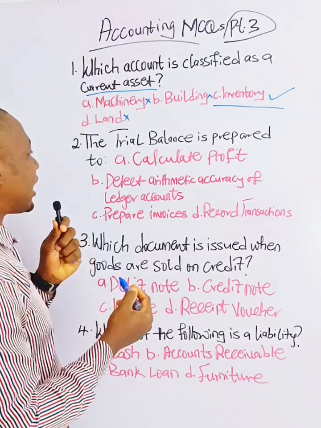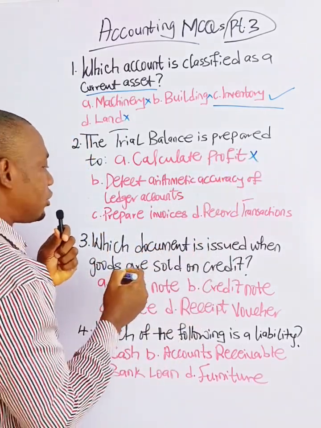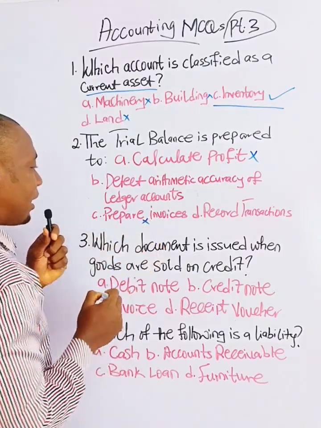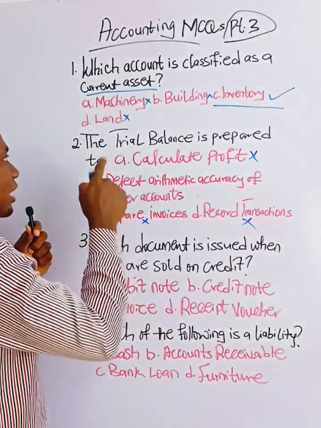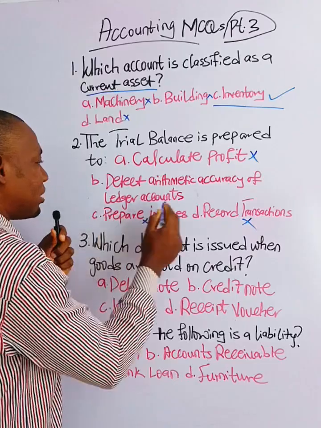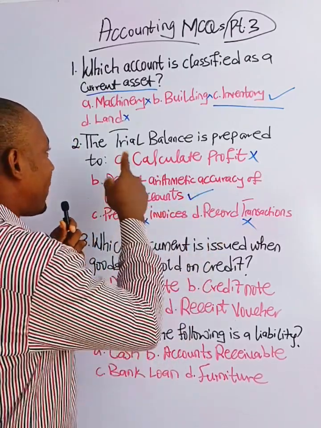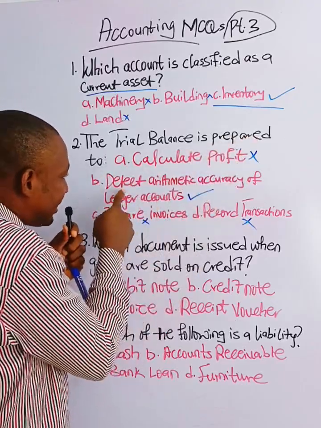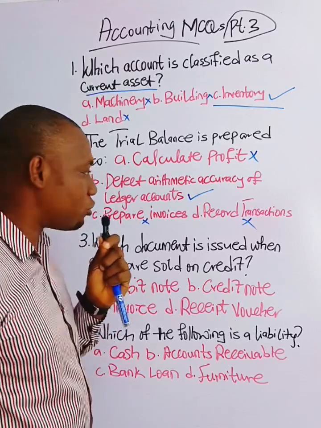All right. The correct answer is not calculate profit. It's not prepare invoices. It's not also record transactions. The correct answer is to detect arithmetic accuracy of ledger accounts. The answer is B. So trial balance is prepared to detect arithmetic accuracy of ledger accounts. Have you taken note of that?